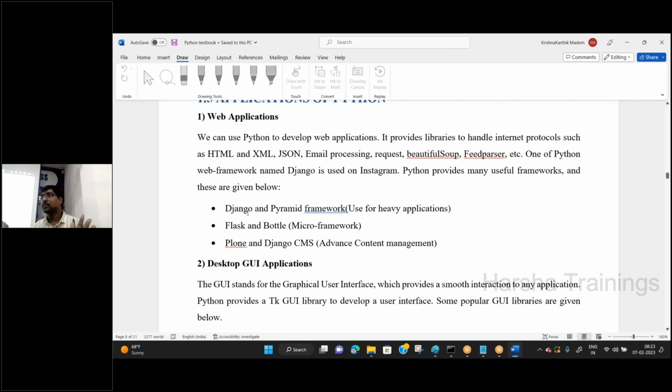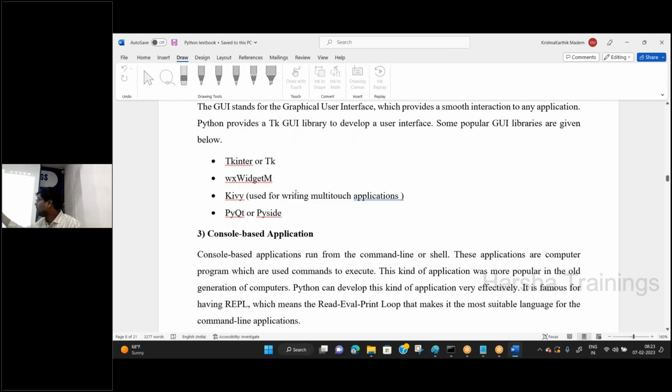Right now, I am not explaining any module. I am giving the reason why we are selecting Python, only the reasons for selection of Python. That means by using Python, you are creating desktop applications, web applications, and you can create console-based applications.